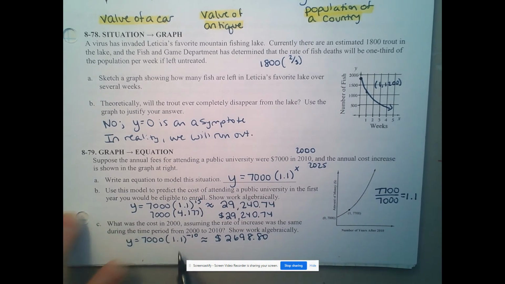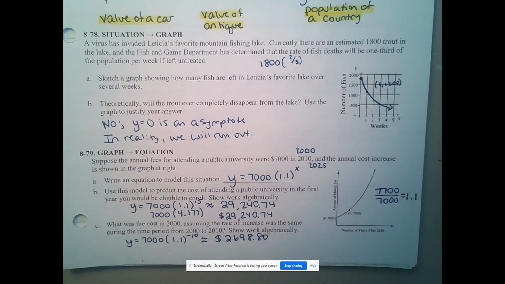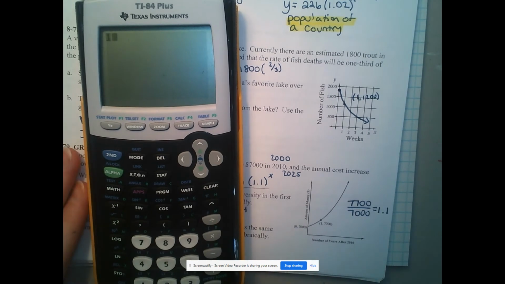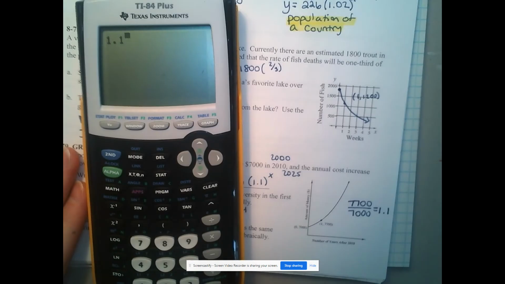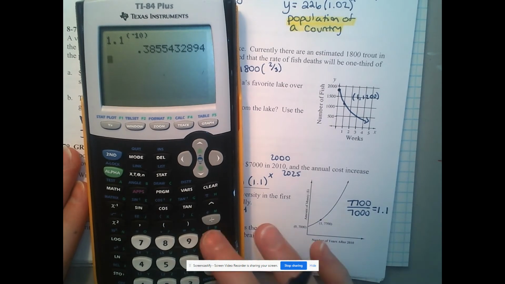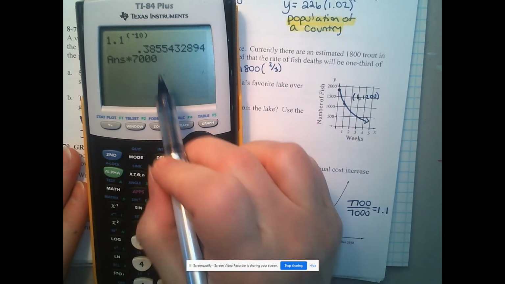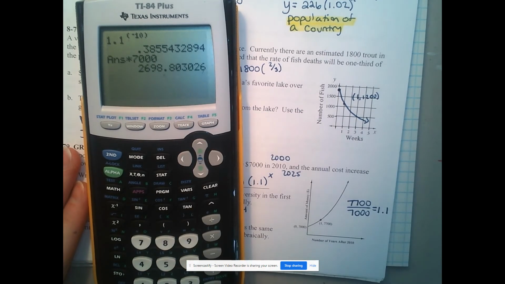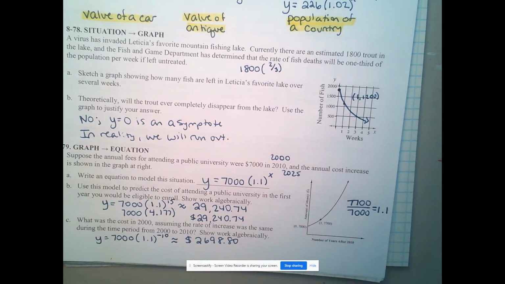$2,698.80. So 1.1 to the negative 10, you would type in 1.1, you would use the caret key to the, and I always put mine in parentheses, and I don't know that you have to, but I always do it to make sure that the negative 10 stays as a single number. And there is your 1.1 to the negative 10th. And then I have to do times 7,000. Notice I leave it on the screen in order to do that to get the most accurate answer possible.